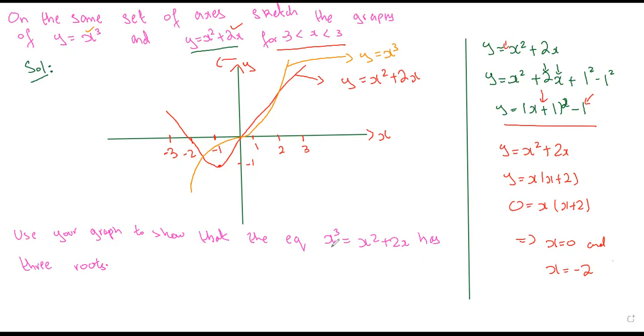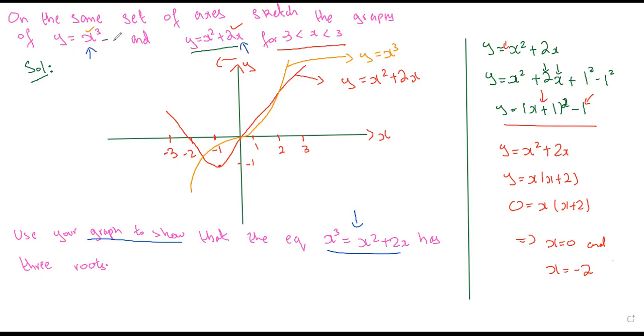You can equate both of the equations. But they are saying that use your graph. Oh, use your graph. Okay. Now look, these are the two equations. x cube equals x square plus 2x. I mean, this is one equation, but you can see that we have something similar in the first part, okay?